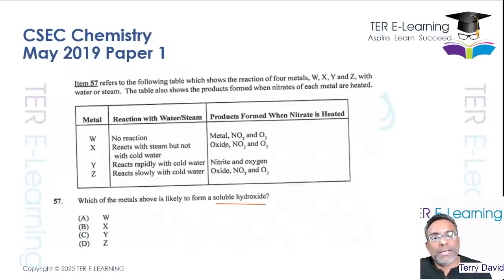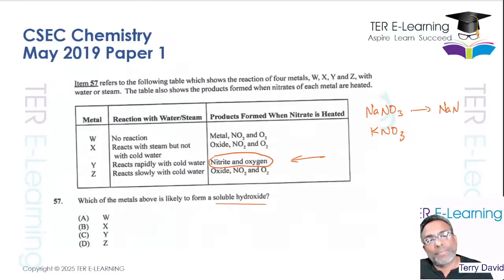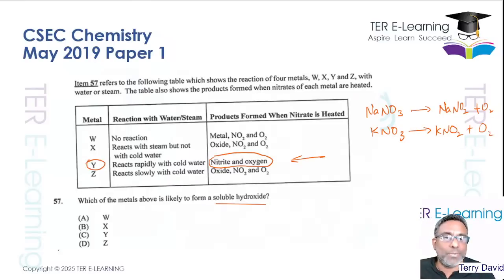But here it is. When it comes to the heating of nitrates, if you heat sodium nitrate and potassium nitrate, that's NaNO3 and KNO3, what we end up with is a nitrite. So you get NaNO2 and oxygen gas. For this one, you will get KNO2 and oxygen gas. So you know that this element Y has to be either potassium or sodium.